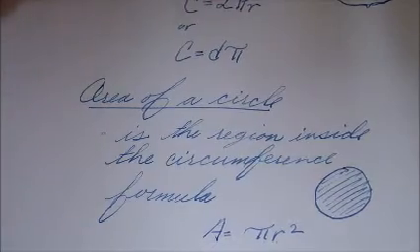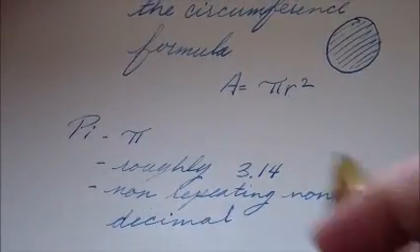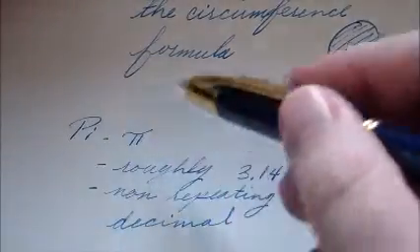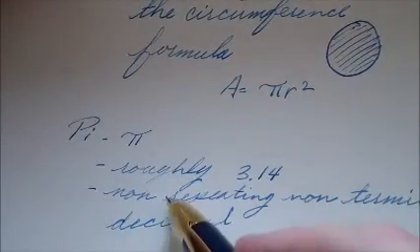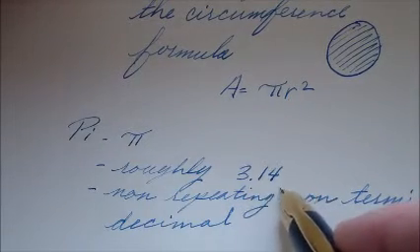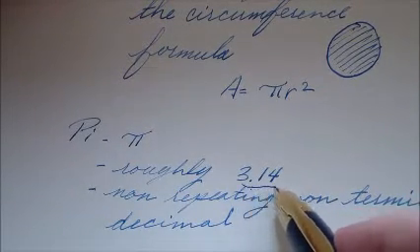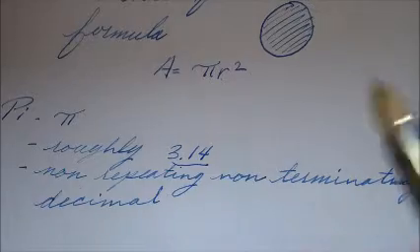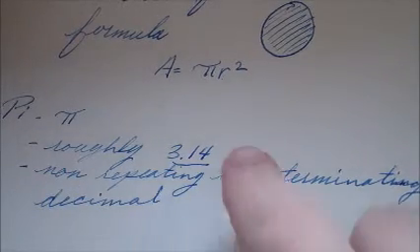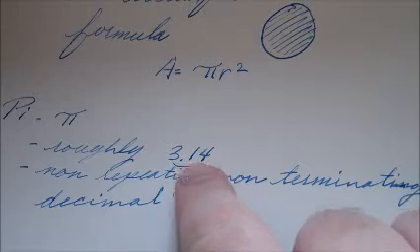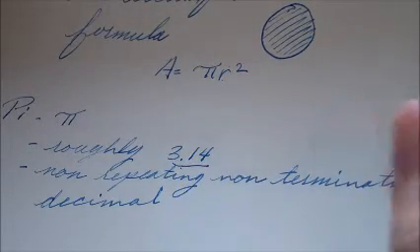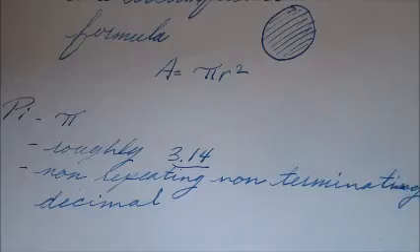Okay? Last thing I want to remind you guys about is the letter pi. Pi is a Greek symbol. It's roughly equal to 3.14. I'm sure you guys have all seen that before. But realize it's a non-repeating, non-terminating decimal. So actually, 3.14 is only the beginning. It goes on and on and on. Alright, let's see a few examples.